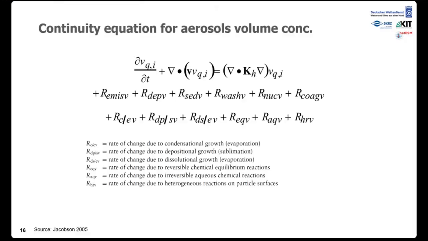Any idea in the room? It grows on the particles. Exactly. You need existing particles, so the number doesn't change. It goes on the existing particle. And same is true for deposition, and other processes like depositional growth or sublimation, because they always happen on the existing particles and they don't build new particles.